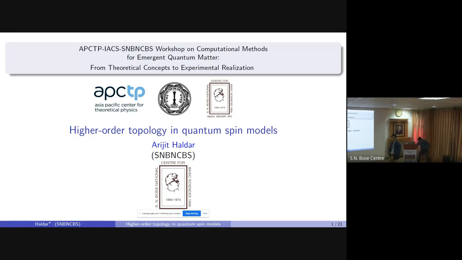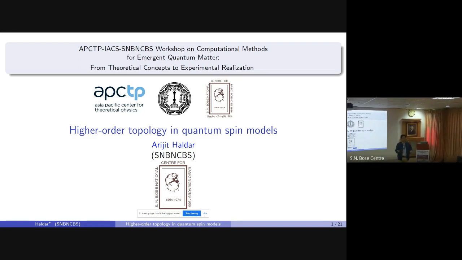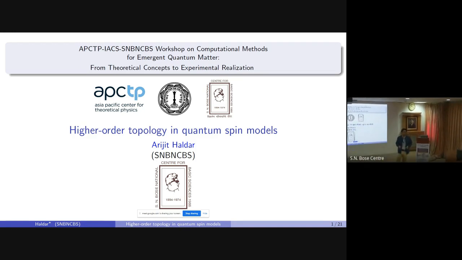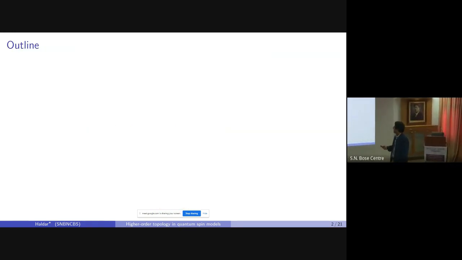In particular, I'm going to talk about some new developments in the field of topology, which is what we have called higher order topology. And I will show how higher order topology can be realized in quantum spin models, and basically talk of various proposals and various ideas out there that have been shown to exhibit higher order topology in spin systems. All right. So let me jump into the outline for the talk.